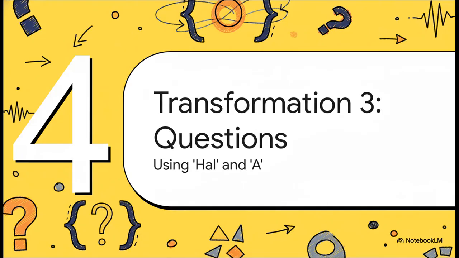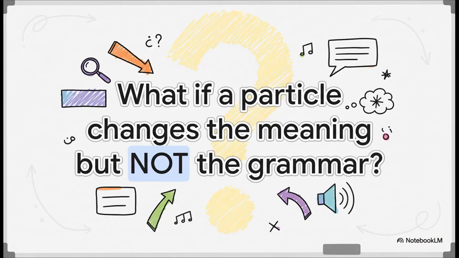Okay, so we've got particles that mess with the predicate, and we've got particles that mess with the subject. But what if a particle just doesn't mess with anything? What if it just comes in, changes the meaning, and leaves the grammar completely alone? Well, this is exactly where the question particles hal and a come in. Their only job is to turn a statement into a question. They are grammatically neutral. They don't change a single thing about the sentence's internal structure.